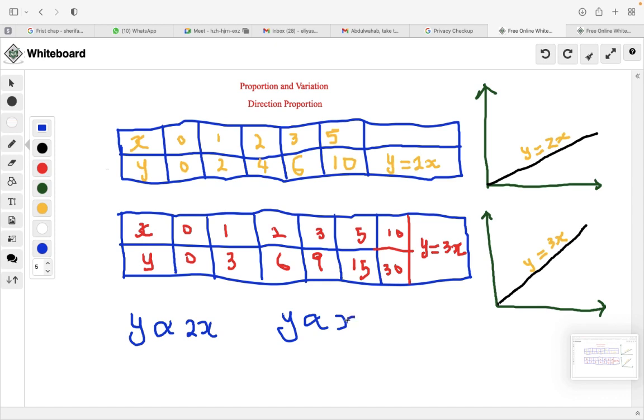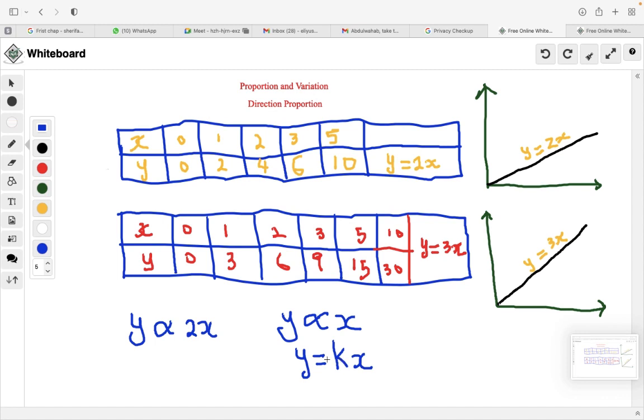Now when we have variation, we want to remove the symbol of variation. We have to introduce what we call the constant of variation. Anytime we remove the symbol of variation, we have to introduce the constant of variation. So when you bring mathematical equality to it, you have to bring the constant k of variation. So this becomes y equals kx.